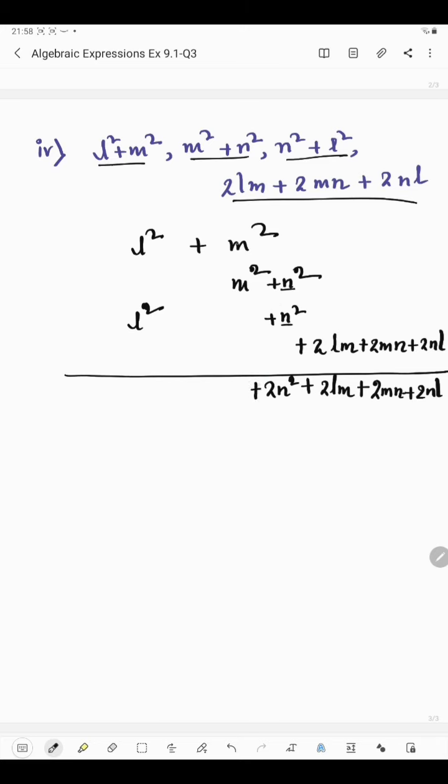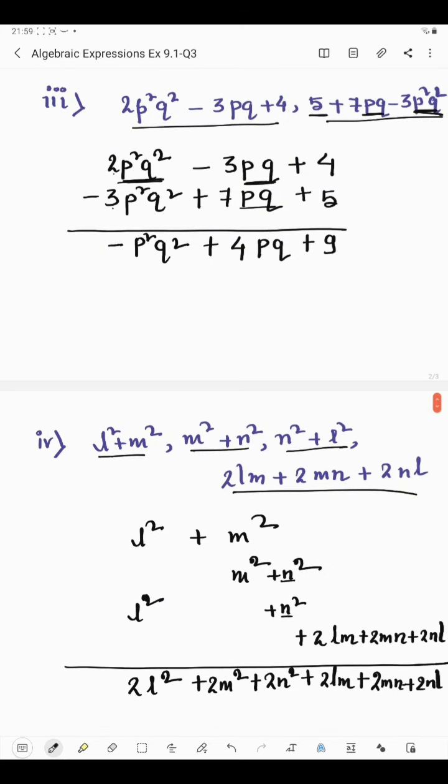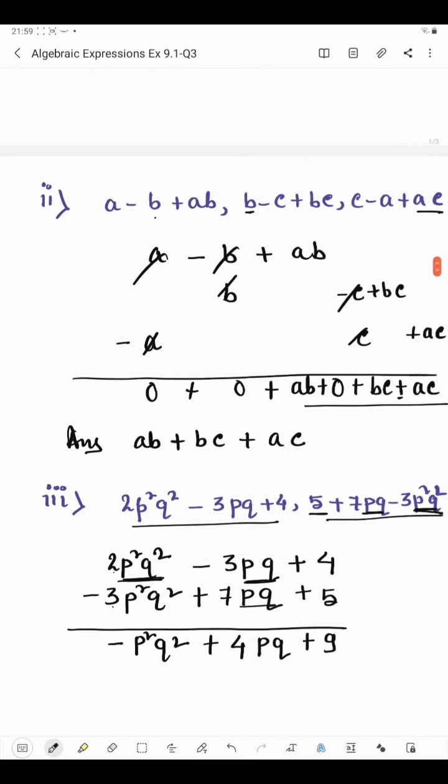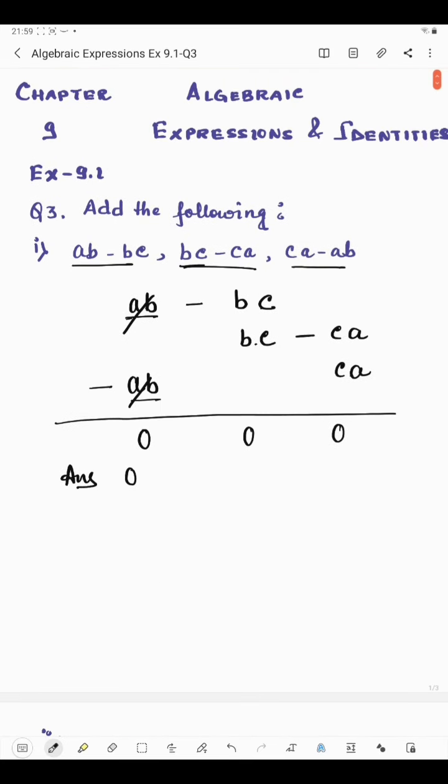Okay, now similarly here m square plus m square, the coefficient of m square is 1, so 1 plus 1 is 2, so it will be plus 2m square, and here l square and l square will be 2l square. Okay, so the answer of the fourth part will be 2l square plus 2m square plus 2n square plus 2lm plus 2mn and 2nl. Okay, so in this way we will have to add the expressions by the column method. Okay, thank you students.